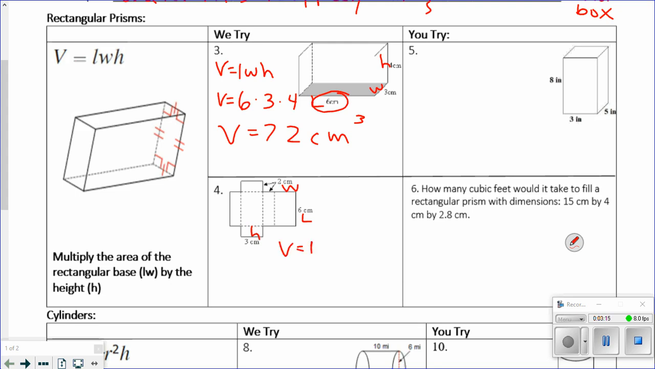So volume equals length times width times height. When they're all smushed together, it means we're multiplying them together. Length is 6, width is 2, and height is 3. When I do 6 times 2 times 3, see what you get when you put that in your calculator.